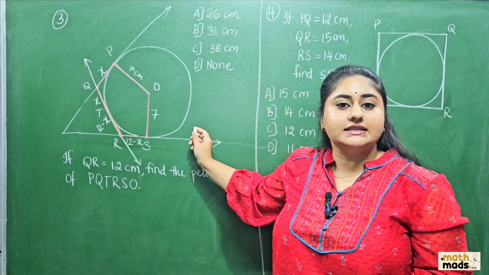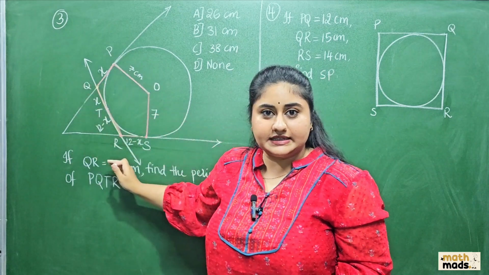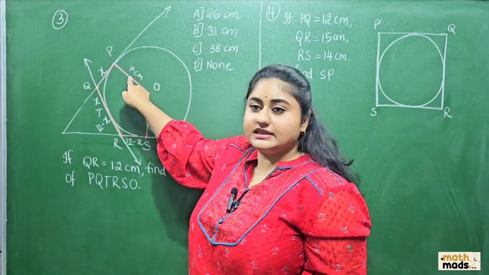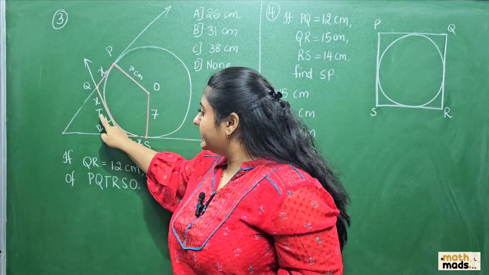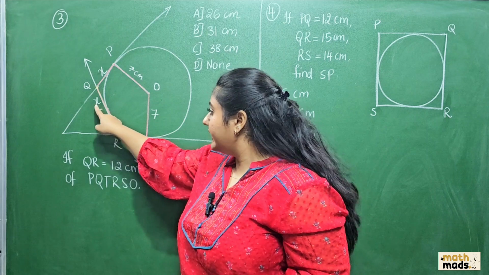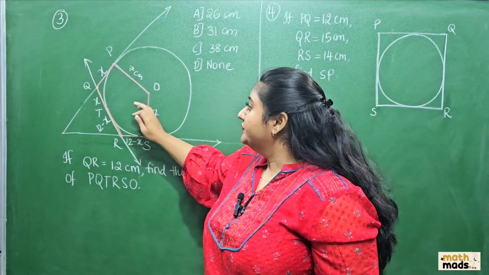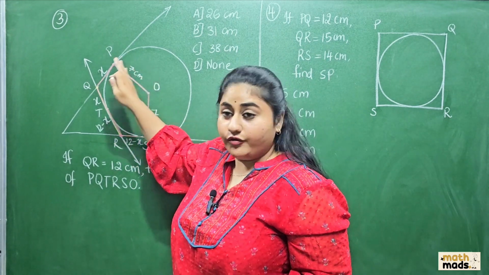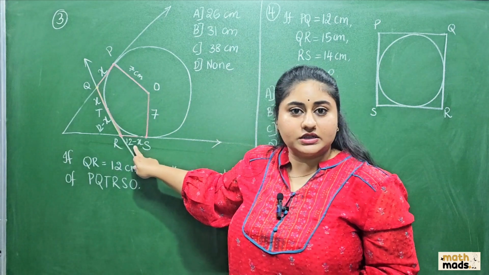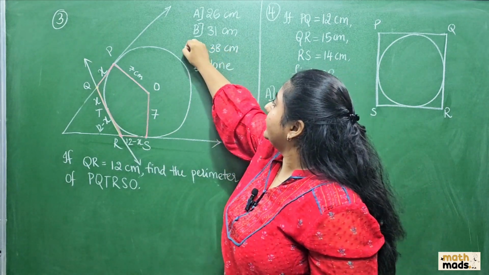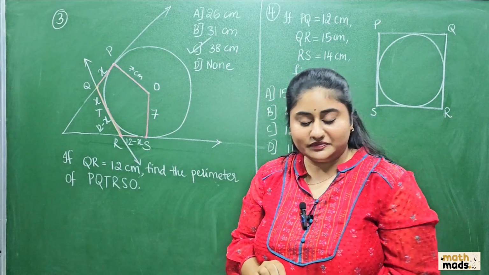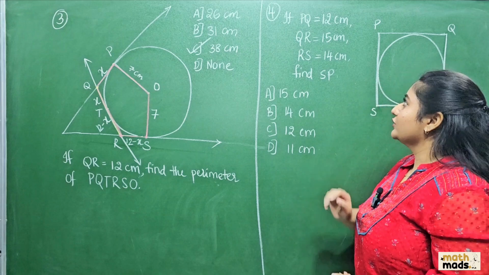Now the perimeter is nothing but I have to add all the sides. So let me add 7 plus 7 will give me 14. X and minus x will get cancelled here. X and minus x will get cancelled here. So I just have 7 plus 7, 14 plus 12 plus 12, that is 24. So totally it is 38 centimeter. Done? Okay. Now next, fourth one.